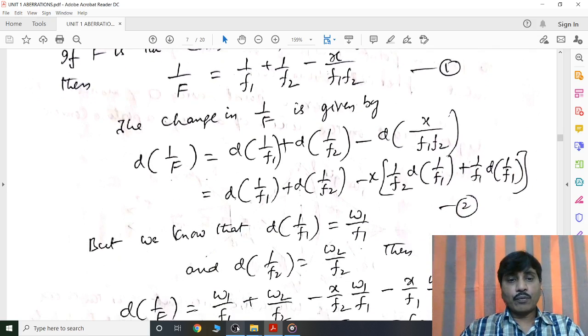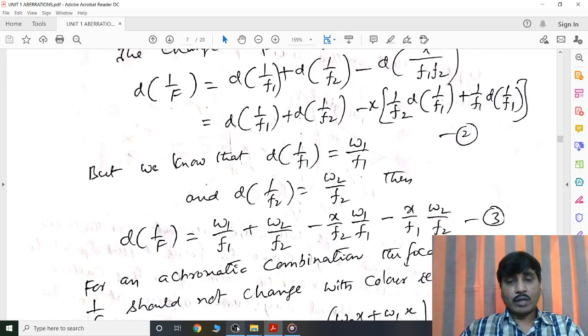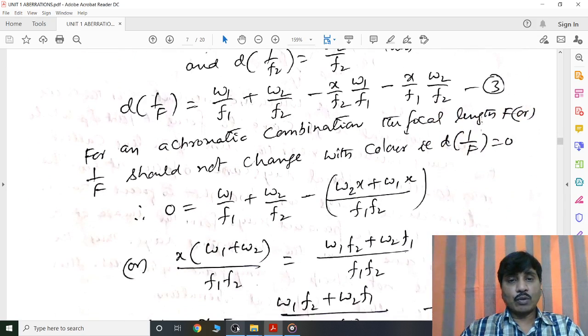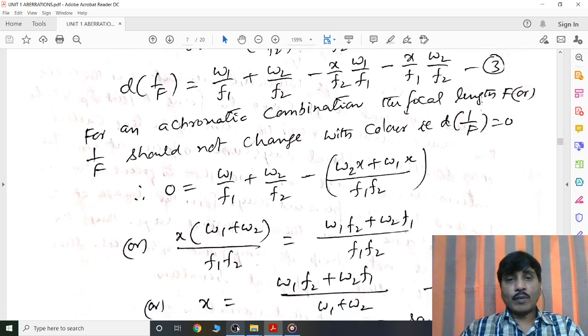The change in 1 by capital F is given by d of 1 by capital F is equal to d of 1 by f1 plus d of 1 by f2 minus d of x by f1 f2. On expanding, we get d of 1 by f1 plus d of 1 by f2 minus x into 1 by f2 into d of 1 by f1 plus 1 by f1 into d of 1 by f2. But we know that d of 1 by f1 is equal to omega 1 by f1 and d of 1 by f2 is equal to omega 2 by f2. Then d of 1 by capital F is equal to omega 1 by f1 plus omega 2 by f2 minus x by f2 into omega 1 by f1 minus x by f1 into omega 2 by f2.